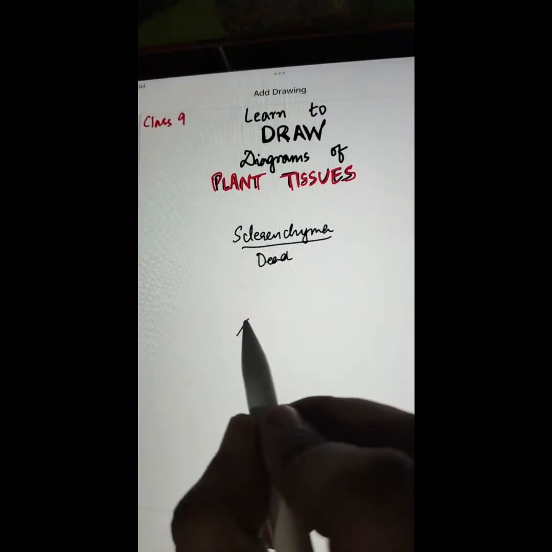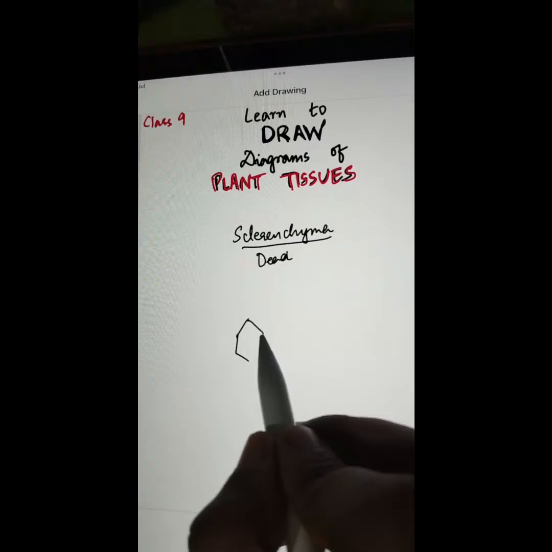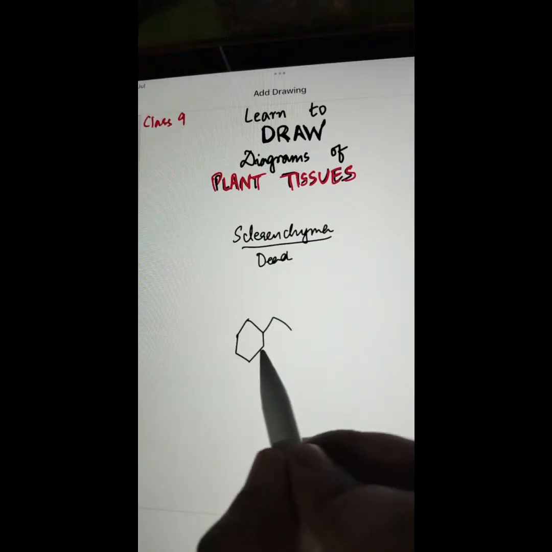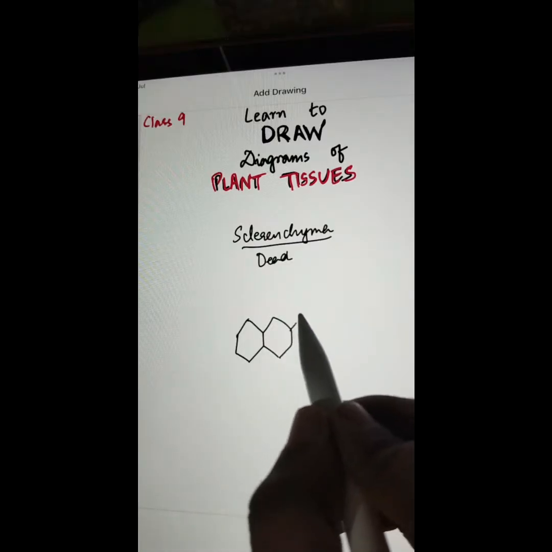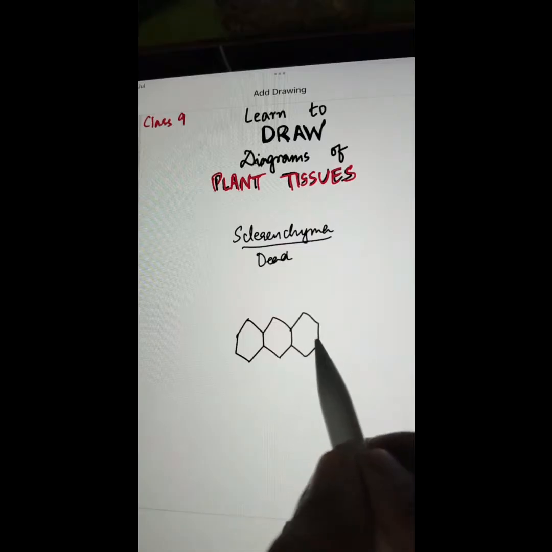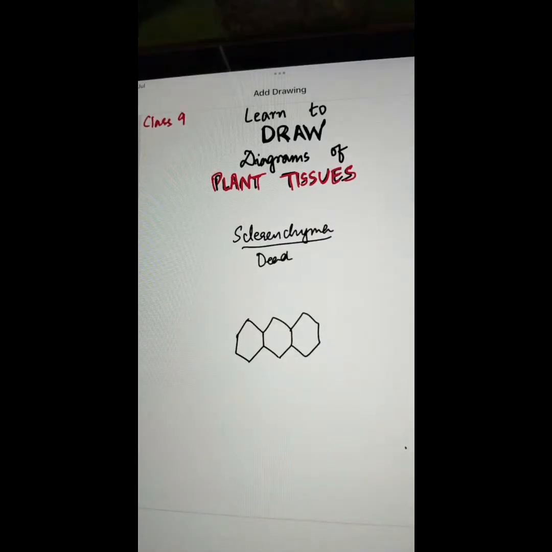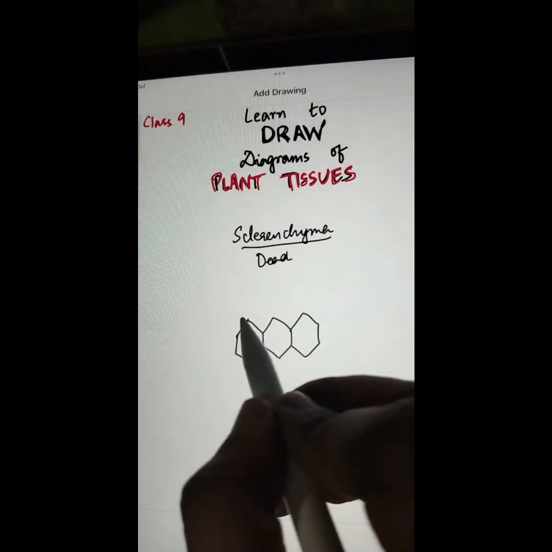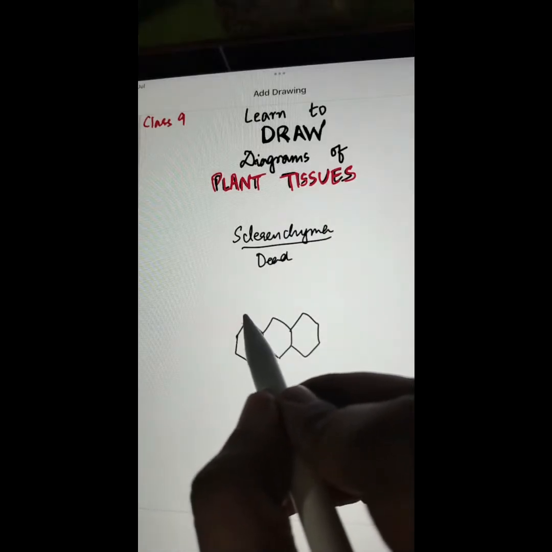Let's see how to draw this. So you will again be making hexagonal cells, right? So these are our hexagon cells and we need to make thickening around them. So for making the thickening, you need to stretch lines like this.